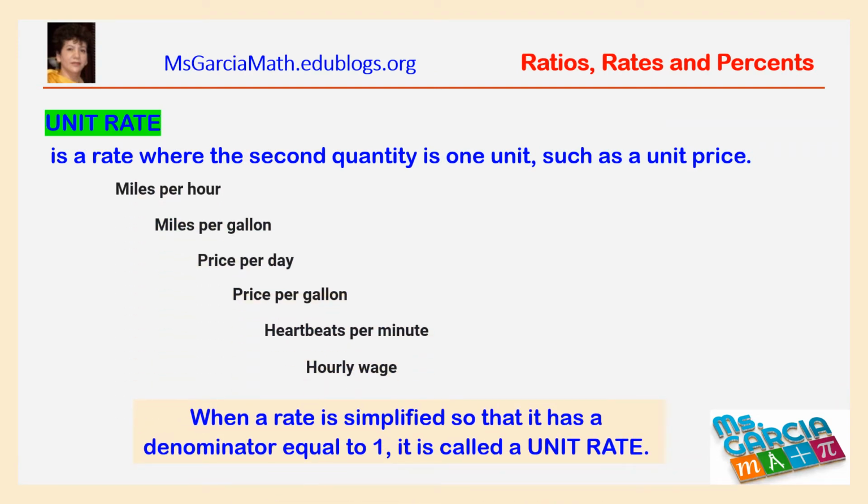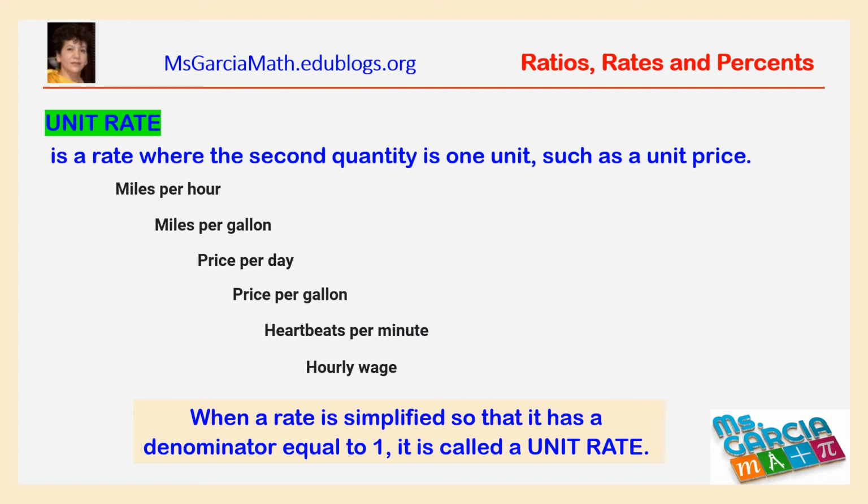A unit rate is a special type of ratio. It will compare one unit of some quantity to a different number of units of a different quantity. Unit rates are often used in real-life situations. Any ratio that is not a unit rate can be turned into one. When a rate is simplified so that it has a denominator equal to 1, it is called a unit rate.